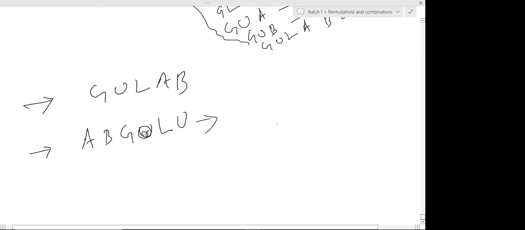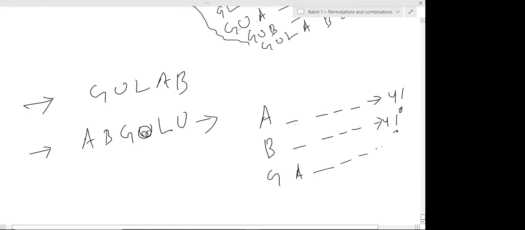Okay. So the words will start with A. We don't want that. So four of the letters can be arranged in any way. That means 4 factorial. Same with B, 4 factorial. Then G comes. Yes, we want that. Then A comes. We don't want that. So rest of the letters can be arranged in any way. We don't care. 3 factorial.